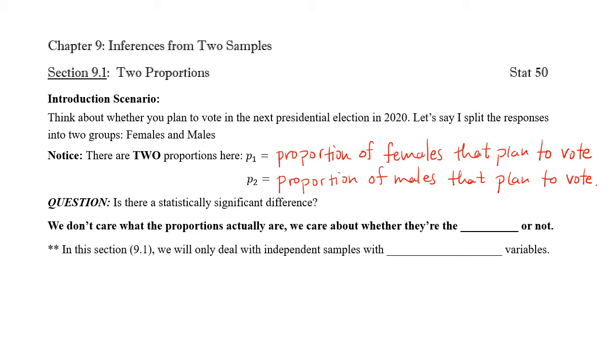So a question is, is there a statistically significant difference between these two groups? In this case, we don't actually care what those proportions are, but we just want to know whether they're different or not. And in this section, we will only deal with independent samples with random variables.